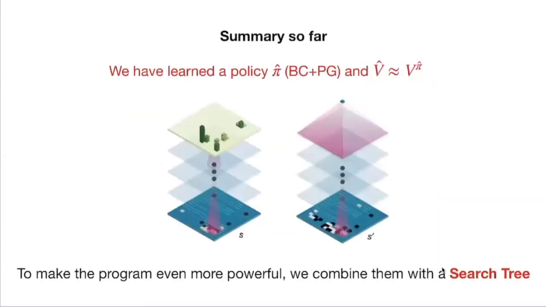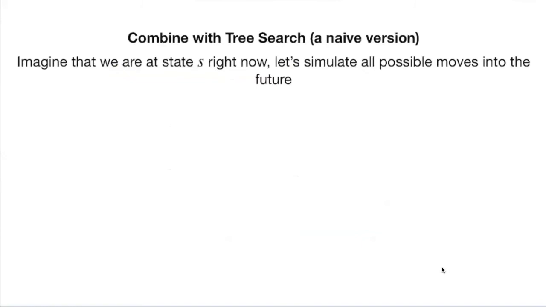Okay, great. So far we have learned this policy net from the combination of behavior cloning and policy gradient. And we learned the value net that approximates the game value of the policy pi hat. All right, so now let's see how we can combine this with a search tree. So let's just start from a very naive search tree procedure.